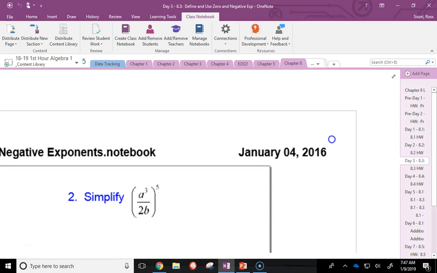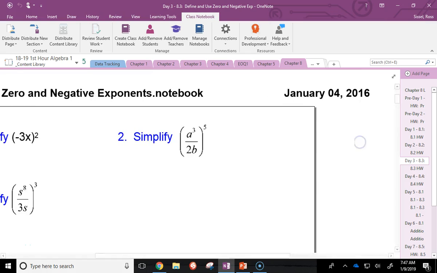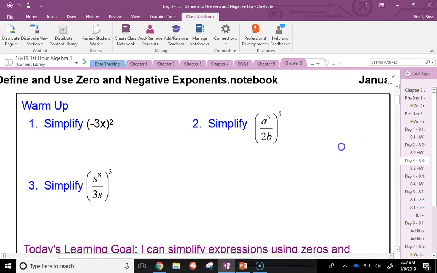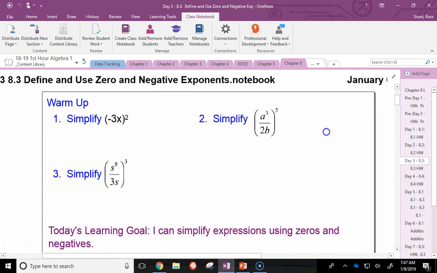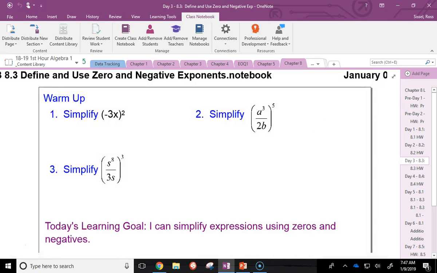Today we are working on lesson 8-3, define and use zero and negative exponents. We kind of talked about the negative exponents just a little bit yesterday, so hopefully that was a good preview for you.